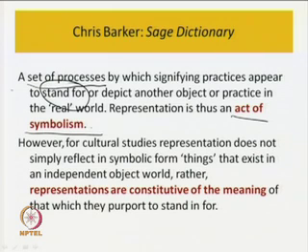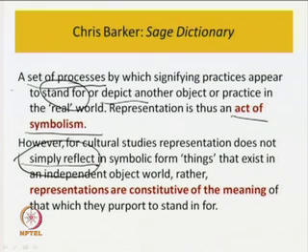But Barker says, well, you have to go beyond this and look at representation in a slightly different way, and here we look at the second paragraph. He says, however, for cultural studies, representation does not simply reflect. Now, let us mark this. In the first case, we have words like stand for, depict, through symbolism. But he says we should keep in mind that representation does not simply reflect, in symbolic forms, even if in language or symbolic forms, things that exist in an independent object world.